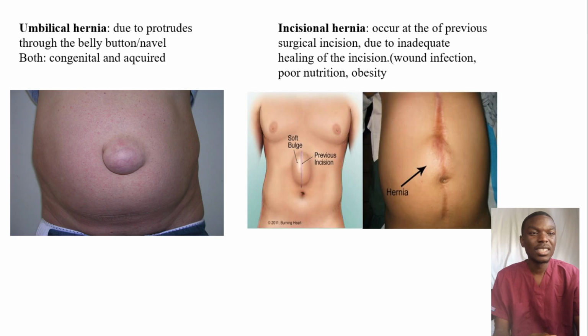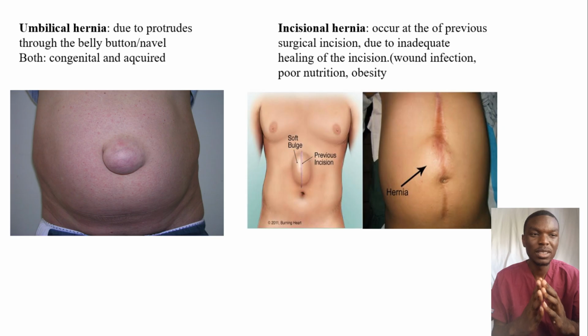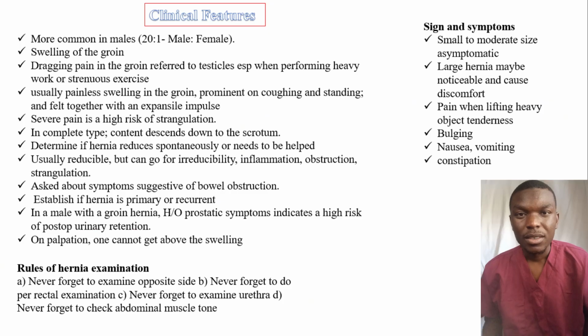And then the other one is an incisional hernia. This one is due to weakening of the abdominal wall after surgery. Because of this weakening that happens, maybe due to infection, poor nutrition or obesity, the abdominal content protrudes and bulges through that incision. Okay, let's look at a few clinical features.